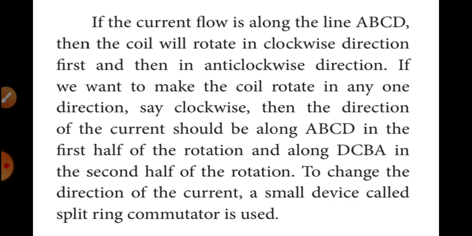So if you want to make the coil rotate in any one direction, say clockwise, the direction of the current should be along A, B, C, D in the first half of the rotation and along D, C, B, A in the second half of the rotation.